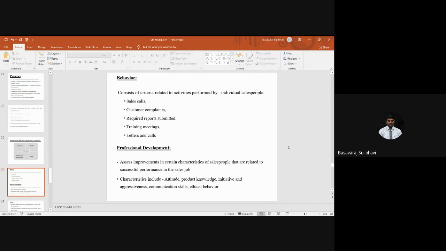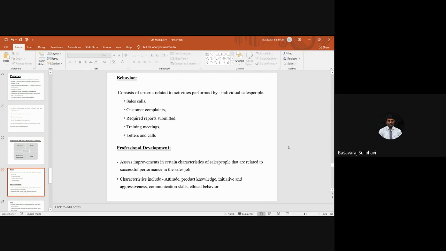Then we have a professional development dimension. Here we are assessing improvements in certain characteristics of salespeople that are related to successful performance in the job, or how much a salesperson is interested in visualizing his career in the future. So where he stands at present and where he wants to reach in the future, right? So you have to assess the characteristics of a salesperson by taking career development as a standard, and how well those people act like a professional in their selling approach with the customer and with the superiors.